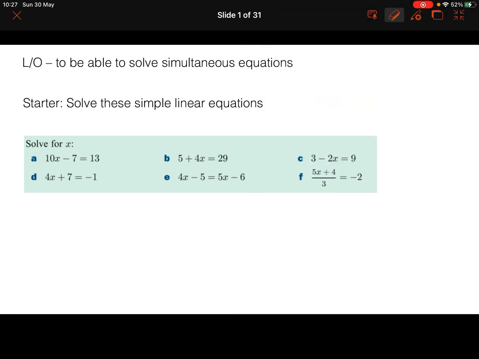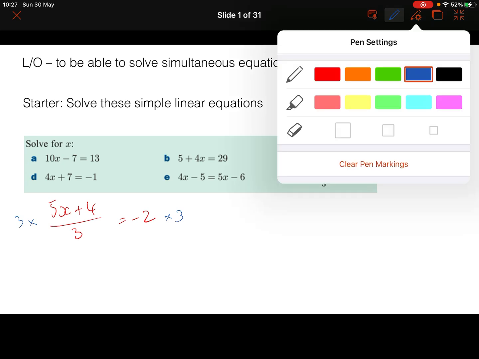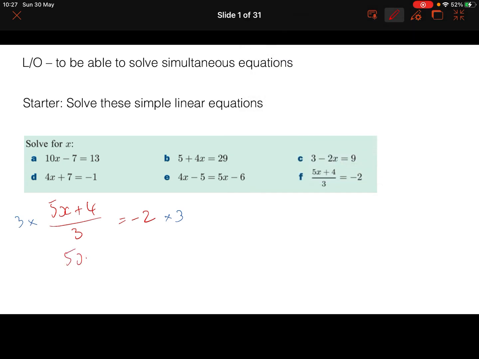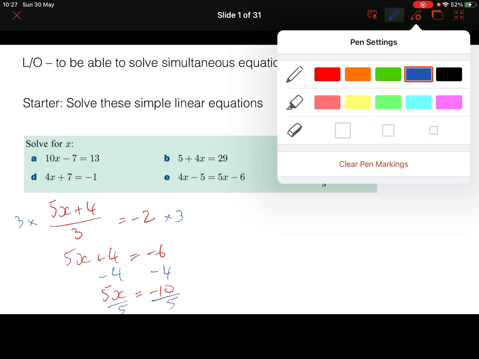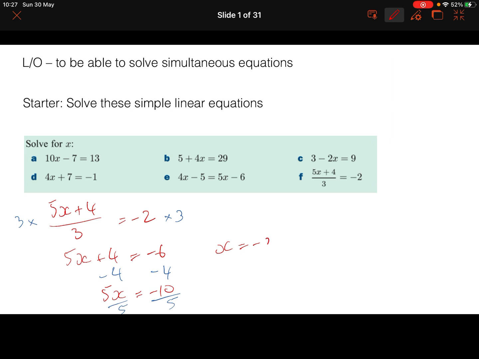And last one here: 5x plus 4, all divided by 3, equals negative 2. What I'm going to do is multiply both sides of the equation by 3. So 5x plus 4 equals negative 6. Now it becomes an easy equation to solve. Subtract 4 from both sides: 5x equals negative 10. Divide both sides of the equation by 5, and x is equal to negative 2.